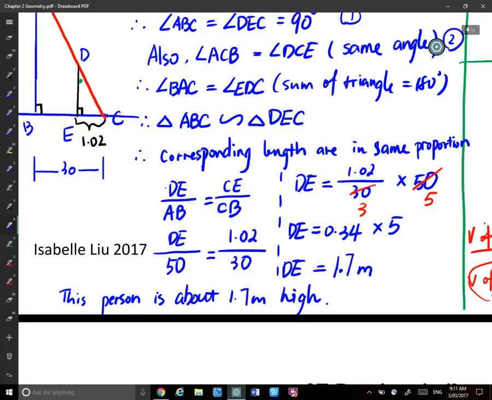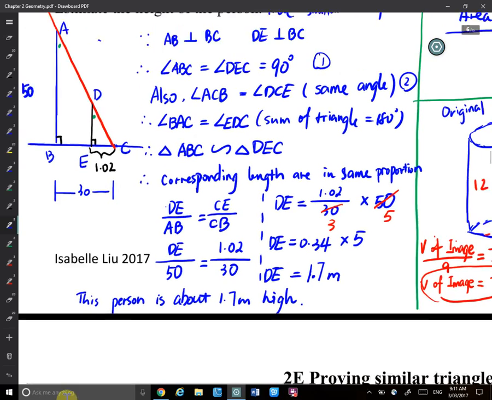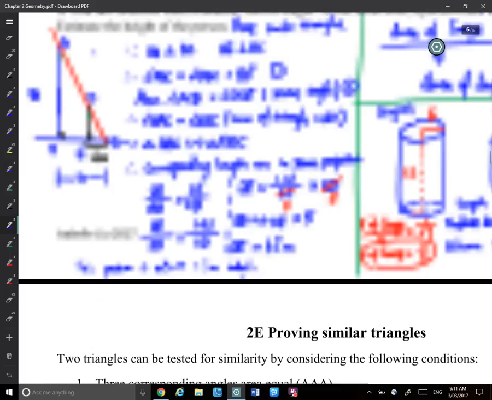You just need to make sure all the lengths of the larger one are on the top or all on the bottom. So if one of the larger triangle's lengths is on the top, all the other lengths in the larger one need to be on the top, and all the smaller ones need to be on the bottom. So we have 1.7 for this one.